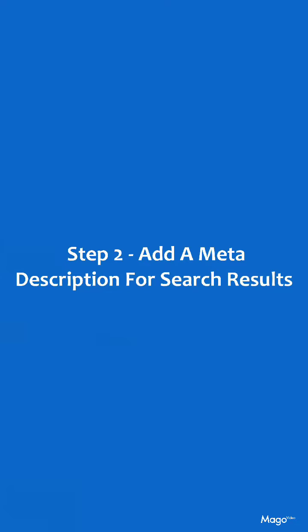Step number 2. Add a meta description for search results. Now that you've installed Yoast SEO, you can use it to apply your first on-site SEO optimization, a meta description for all your pages. Adding a meta description will help you to increase search engine traffic to your site, because meta descriptions help search users to know what your site is all about when your content pages appear in search results. Move over the Yoast SEO tab and click on the Search Appearance option.